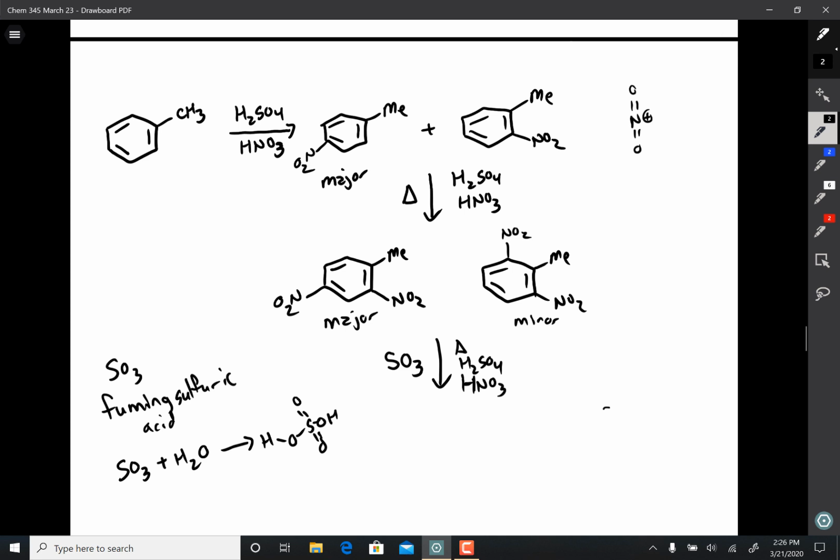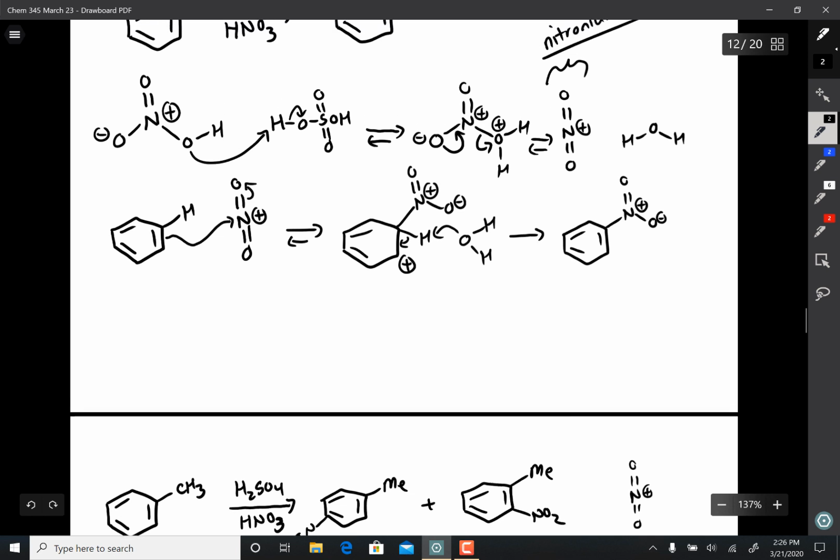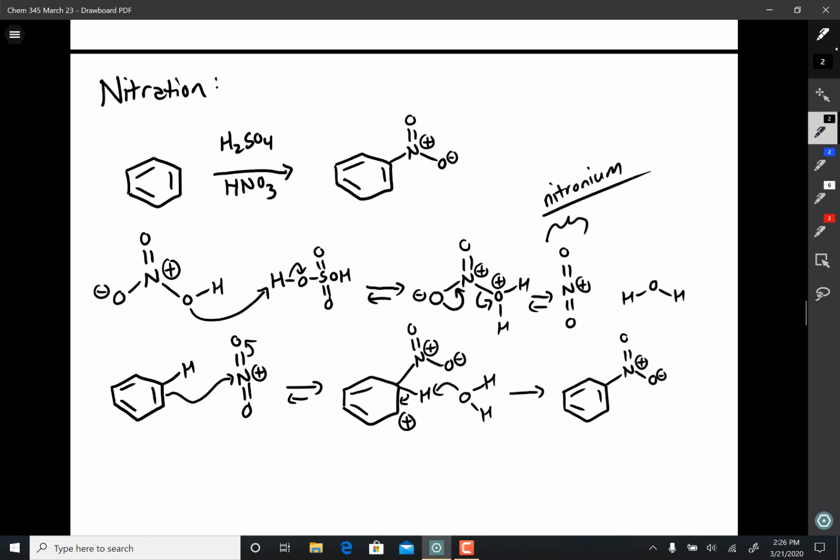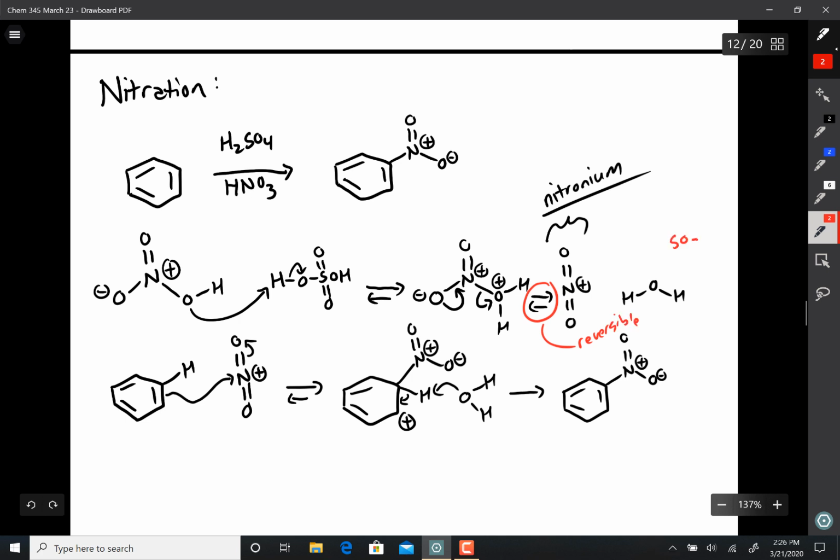Reason why this is important has to do with how the electrophile is being made. This step right here is reversible. What the SO3 does is it takes water out of the picture, driving the reaction forward. It also increases the concentration of sulfuric acid, also driving the reaction forward.